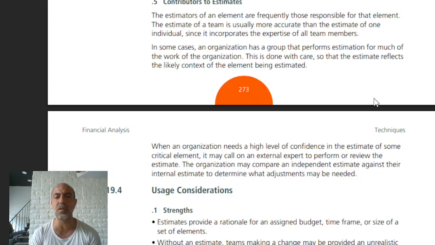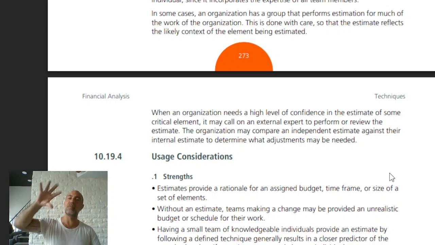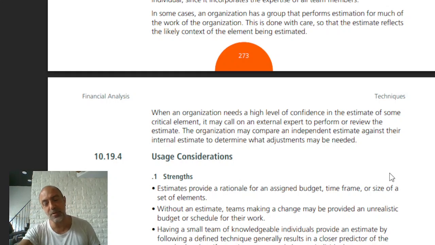In some cases, an organization has a group that performs estimation for much of the work of the organization. This is done with care so that the estimate reflects the likely content of the element being estimated. Yeah, that's a big skill set right there. I have to understand people, their moods, their vibes, their abilities, their contextual understanding. So imagine being a team that goes through every department and estimates what they're going to be doing.